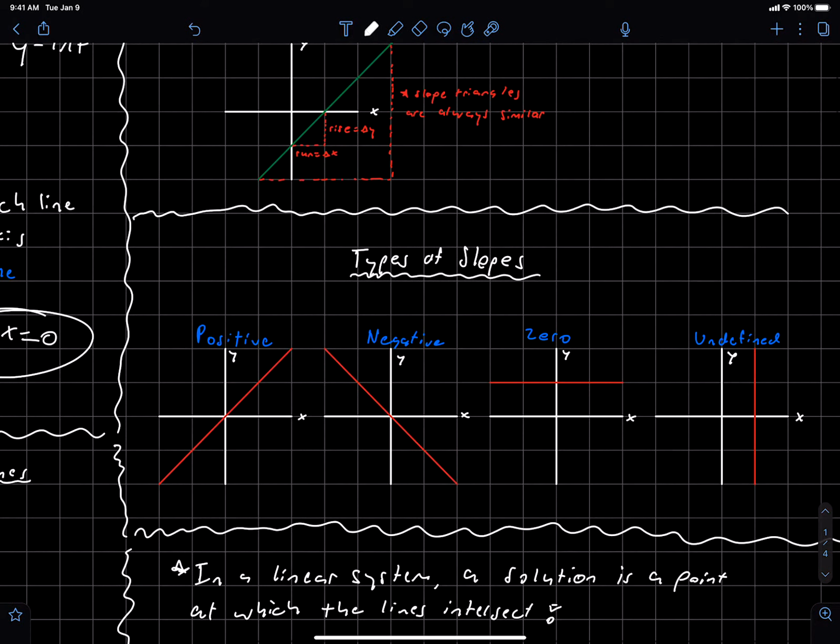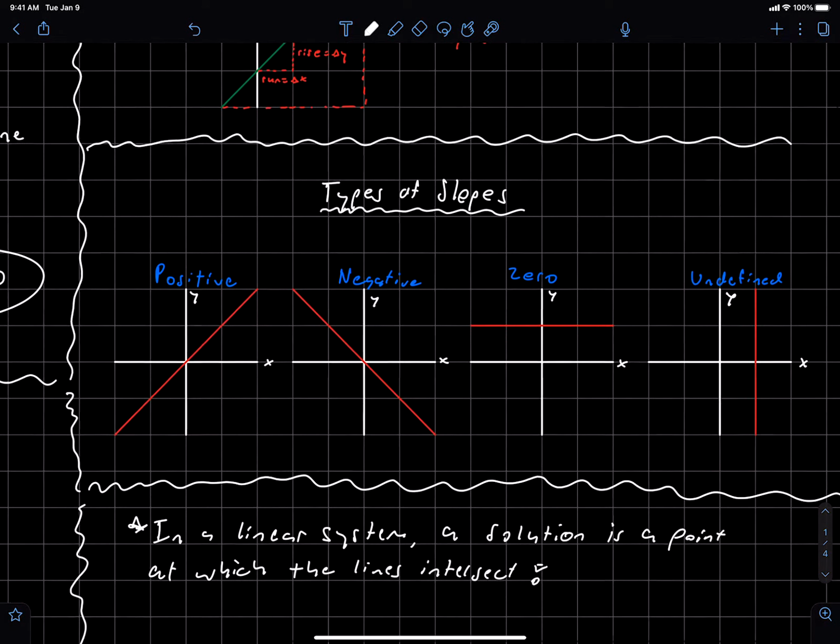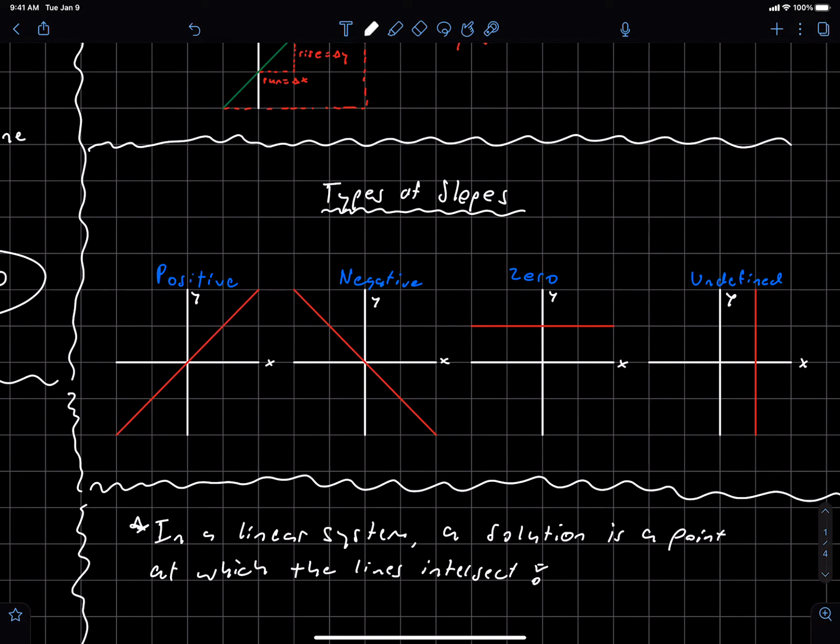Now, there are 4 types of slopes you will see on the SAT. There's positive slopes, which look like this. There are negative slopes, which look like this. There's a 0 slope that looks like this, and an undefined slope that looks like this.